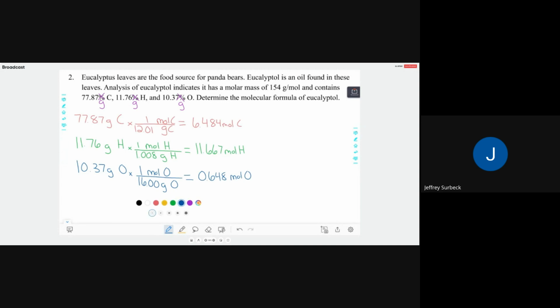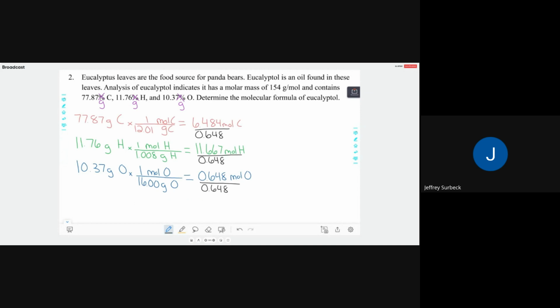Now, this is kind of an odd step here, or at least I view this as an odd step. We have numbers all the way here on our right. We look at these numbers and ask ourselves, hey, which one is the smallest? Well, that 0.648 moles down here with oxygen is the smallest. So every single number here on the right needs to get divided by this 0.648. Okay, so we divide each of these by 0.648, and we'll see what we get here.